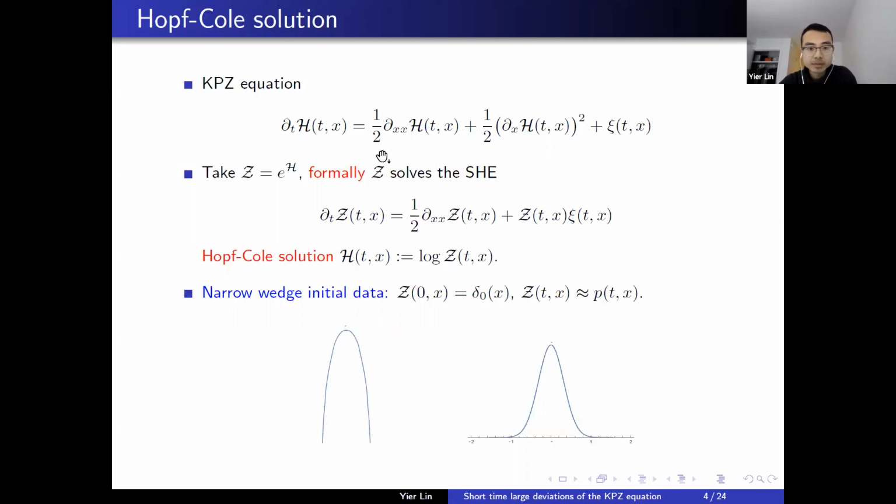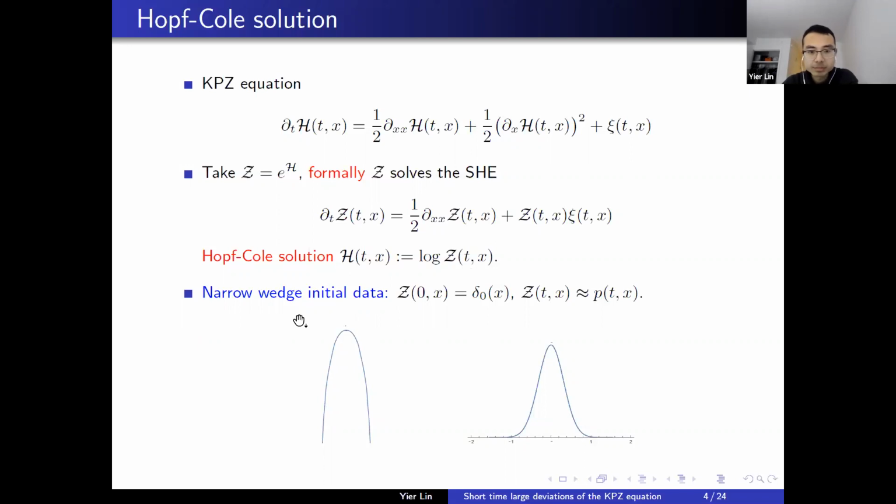But in the context of this talk, I would just stick to this notion of Hopf-Cole solution. And one advantage is you can study the KPZ equation from your knowledge of the stochastic heat equation, which is sometimes more manageable. Okay, and you can also look at the KPZ equation starting from different kinds of initial data, and the initial data that we'll deal with in this talk is the narrow wedge initial data.